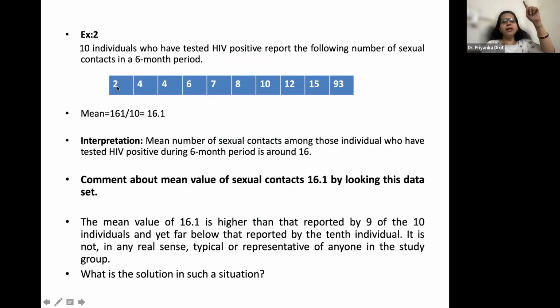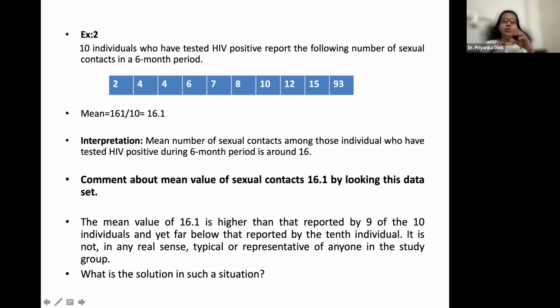So at the fifth position, 1, 2, 3, 4, 5, we have a value of 7. And then at the sixth position we have an 8. I'm going to take an average of 7 and 8. 7 plus 8 divided by 2. How much will I get? 7.5. So what is my median? 7.5. Where is 7.5 lying? Between 7 to 8. And what is that part? The 7 to 8 part is the central part of the data set.